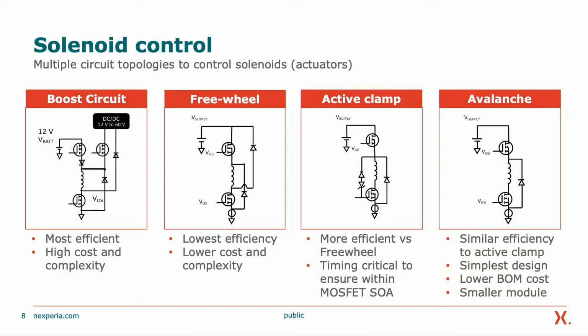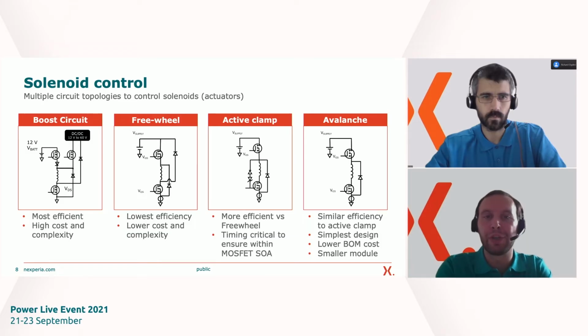We then move into the freewheel circuit, which is the lowest efficiency and also associated with the lowest cost and complexity. The reason for this is we are using freewheel body diodes inside the circuit to reuse the energy that's generated during the cycle that the module goes through. Next, we have active clamp. So this has a high side and low side MOSFET inside the circuit.